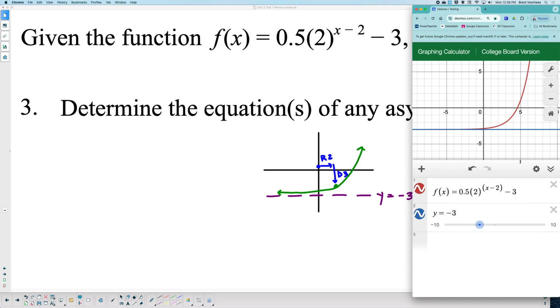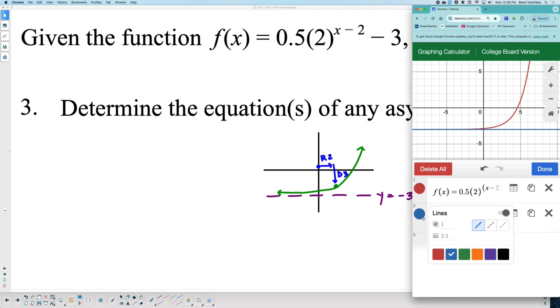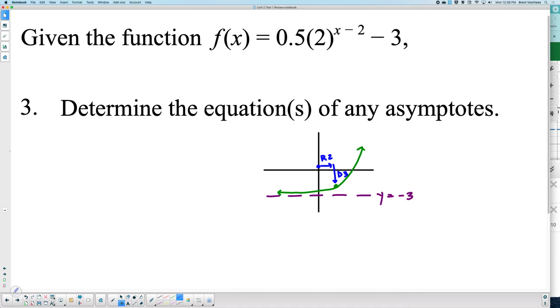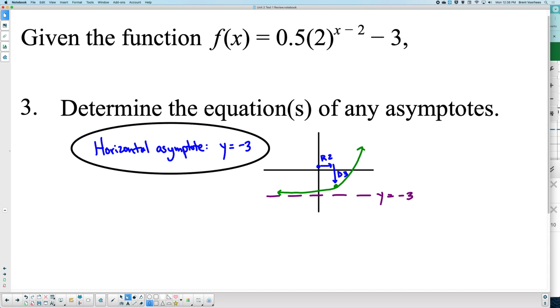That's not what I wanted to hit. I wanted to hit this one, sorry. Let me do it as a dash so you can kind of see in between. You can see those graphs are following each other. It is y equals -3. Determine the equations of any asymptotes. I have a horizontal asymptote of y equals -3. That's what that value right there did. That was a vertical shift, shifted down 3 from the x-axis.